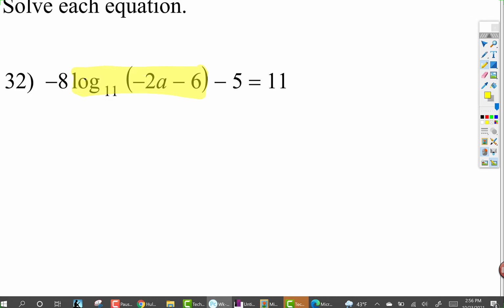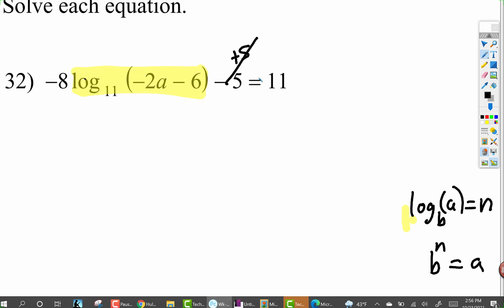Okay, don't let this freak you out. Even though there's a lot of parts and a lot of numbers to look at, remember, once you get it to log with the base of an argument is equal to n, you can rewrite it as b to the n is equal to the argument. So there's multiplying and subtracting, so you have to add 5 to both sides. Well, then we're going to divide both sides by -2.